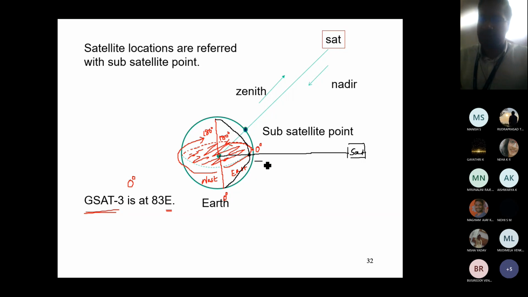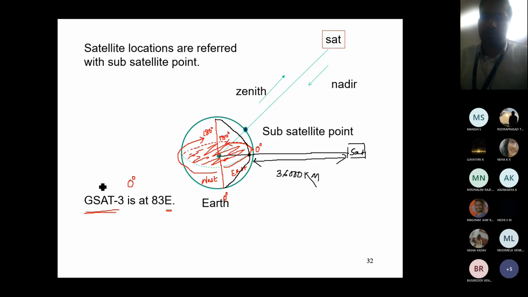So here from this to this distance is how much? It will be roughly about 36,000 kilometers. Why have I taken 36,000 kilometers? Why not 1,000? Why not 10 or 20,000? Because the satellite is located on the equatorial plane.